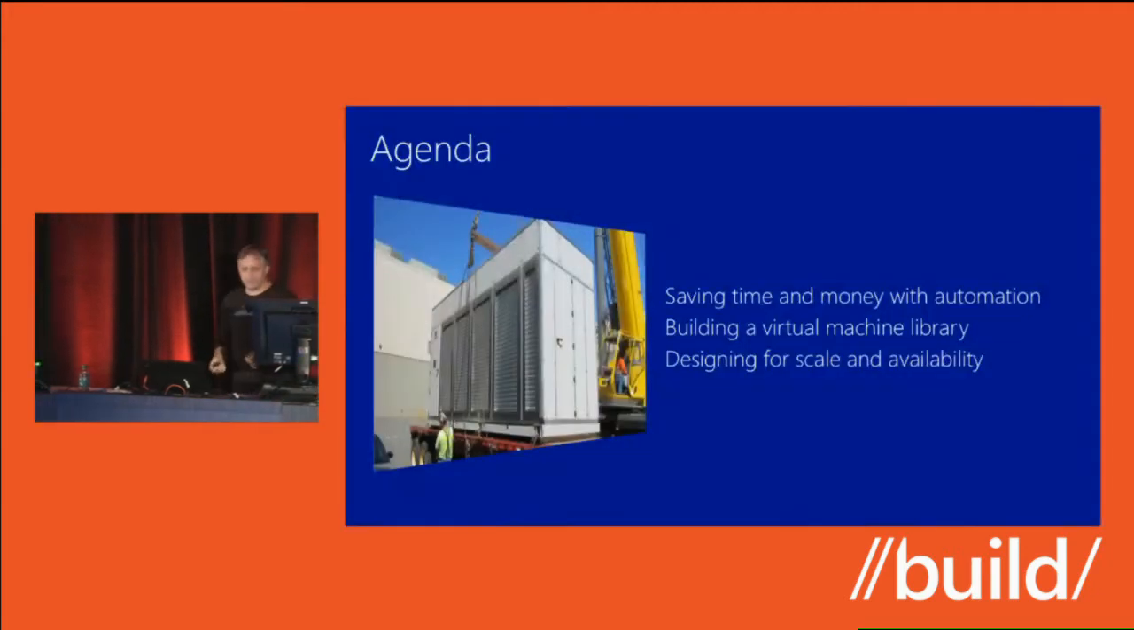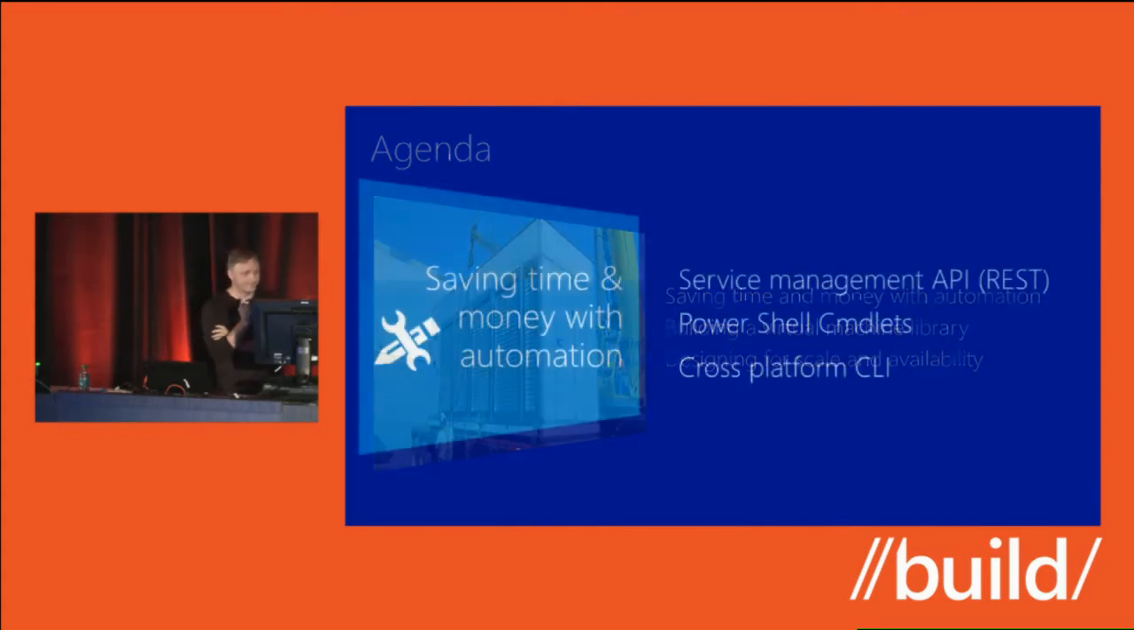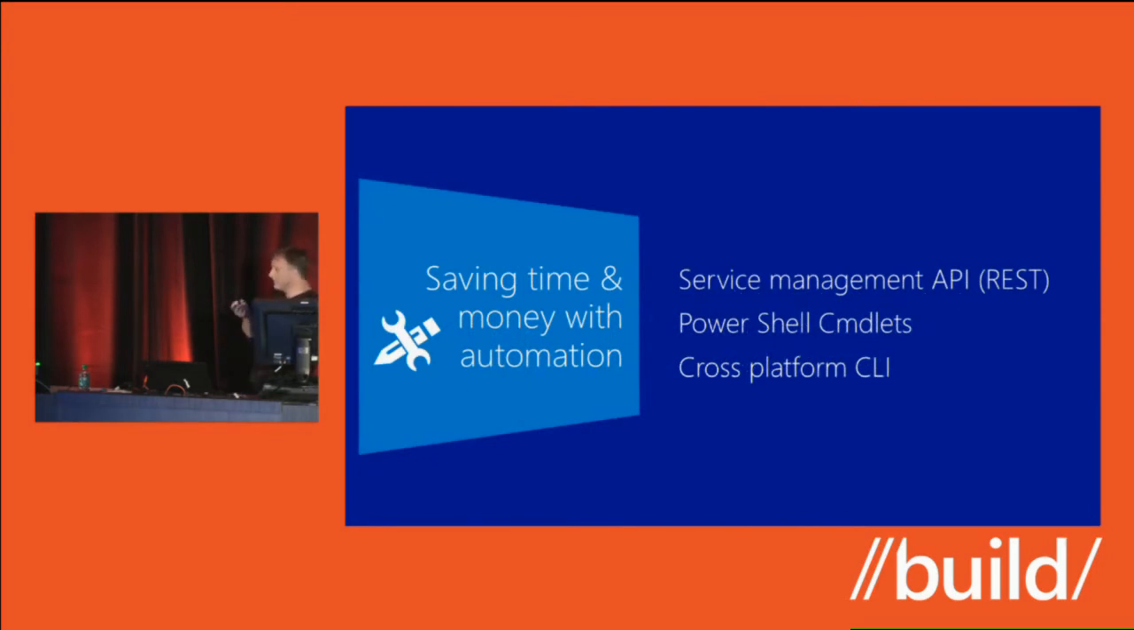So I'm going to really focus on these three things. We're going to talk a lot about automation, so using the Service Management API, maybe PowerShell, the cross-platform command line interface. I'm going to walk you through using the capture feature to do some creative things with virtual machine libraries and creating images. And finally, I'm going to show you how you can use some custom probes for HTTP and TCP to increase your availability for your applications. So the first thing I'm going to focus on is automation.